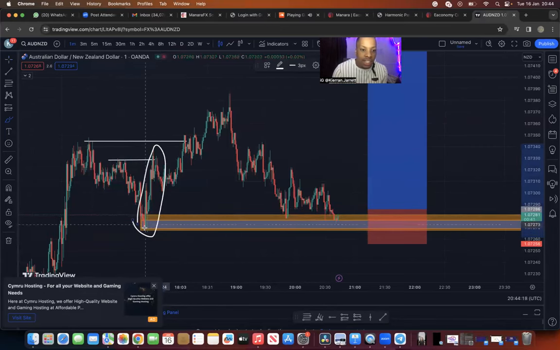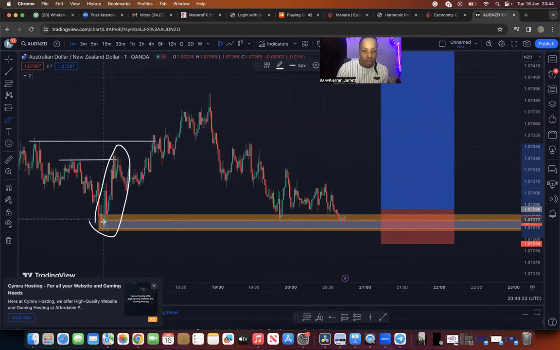He goes, guys, this whole move you can use as your fair value gap. So what are you going to do? Use the premium level. This is why it's good to pay attention. It's good to pay attention. So that's what Eddie teaches.